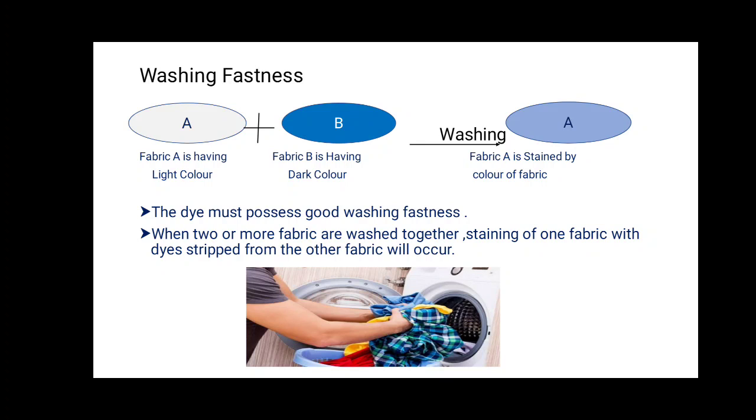When two or more fabrics are washed together, staining of one fabric with dye stripped from the other fabric will occur. Suppose A is one cloth and B is another fabric. A fabric has a light color and B fabric has a dark color. When we wash A fabric and B fabric together, fabric A is stained by fabric B. Got it?